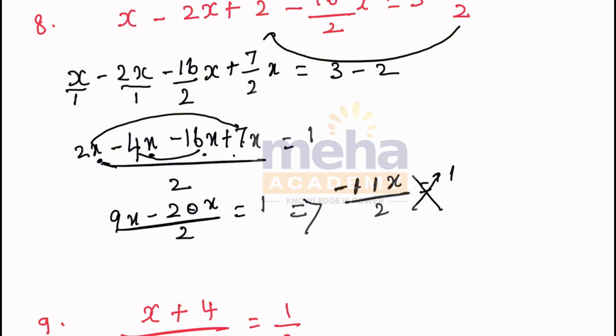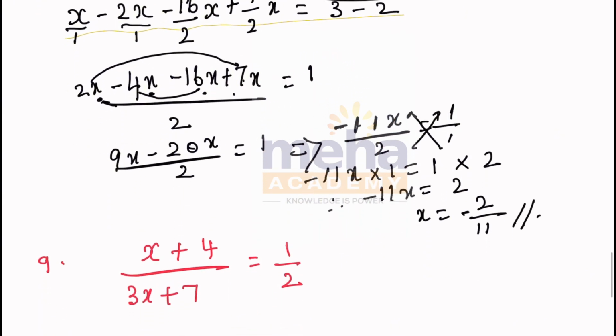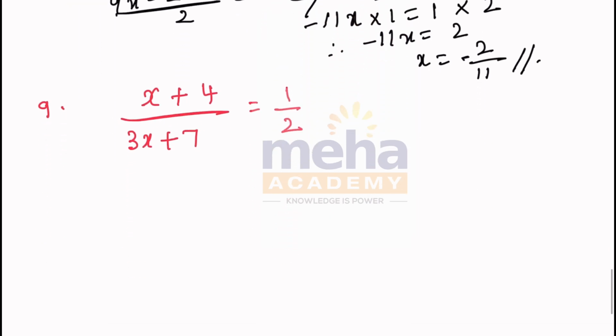So I can cross multiply this. So minus 11x into 1 is equal to 1 into 2. Therefore, negative 11x is equal to 2. X is equal to 2 over negative 11. So this is the answer for x. Look at the 9th question.